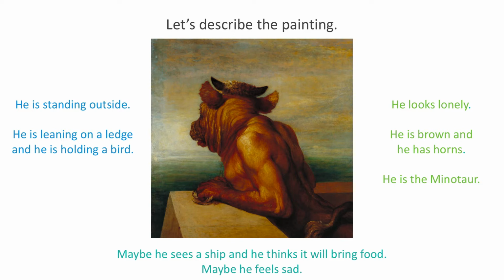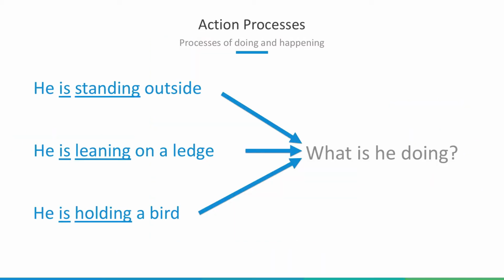I'm just going to make up some sentences to describe what I see in the image. He's standing outside. He's leaning on a ledge and he is holding a bird. Can you see the bird just underneath his hand there? Maybe he sees a ship and he thinks it will bring food. Maybe he feels sad. He looks lonely. He is brown and he has horns. He is the Minotaur.